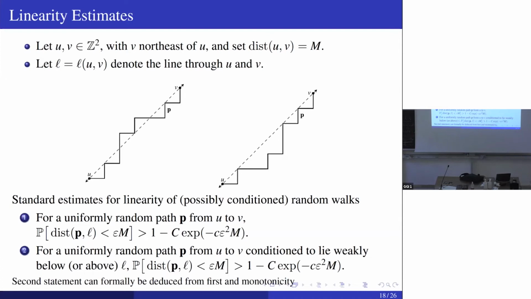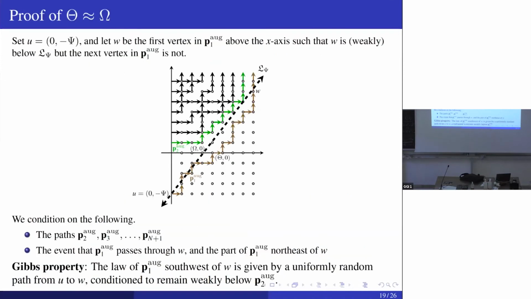And if you like 2, but you don't like 1, I should mention that 2 can actually be formally deduced from 1 together with that monotonicity statement. So actually, you almost get 2 for free from 1.